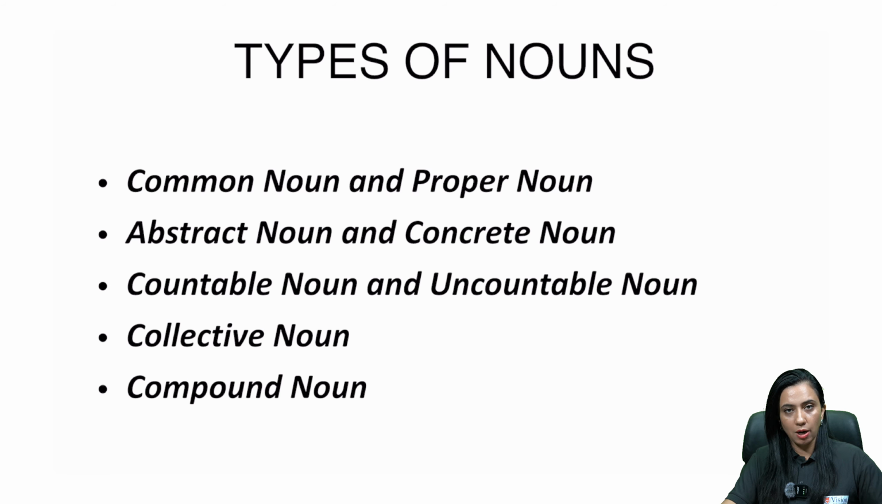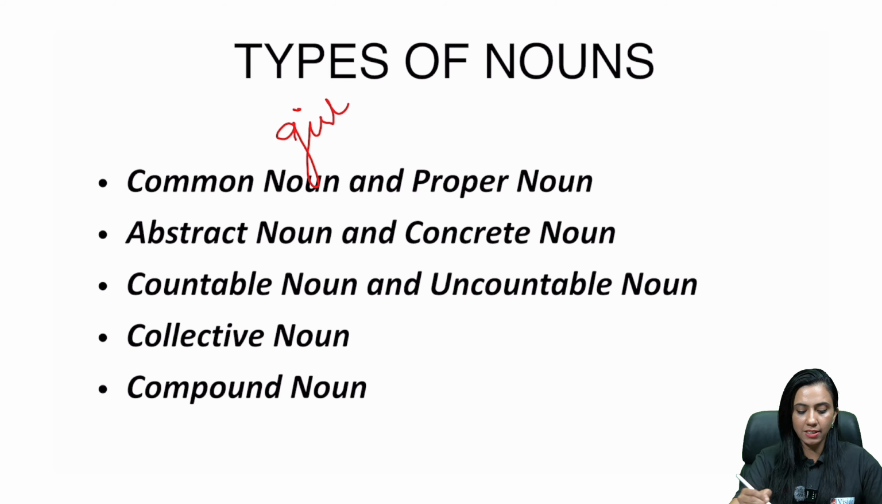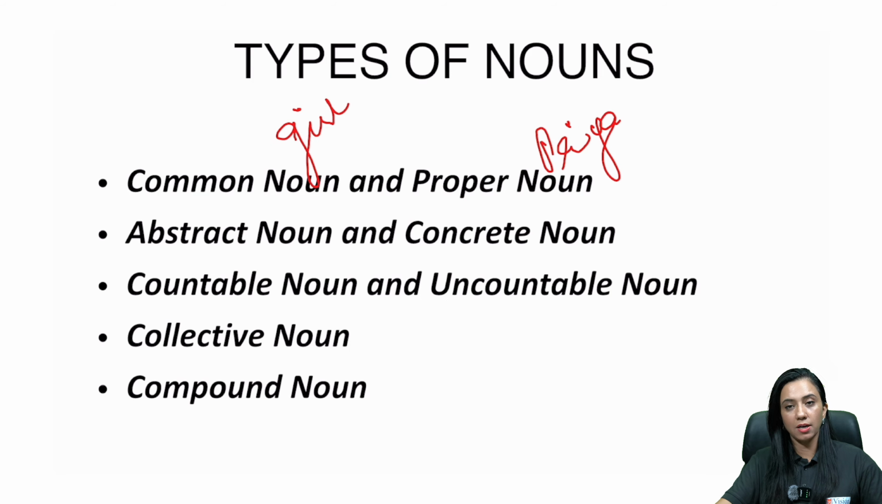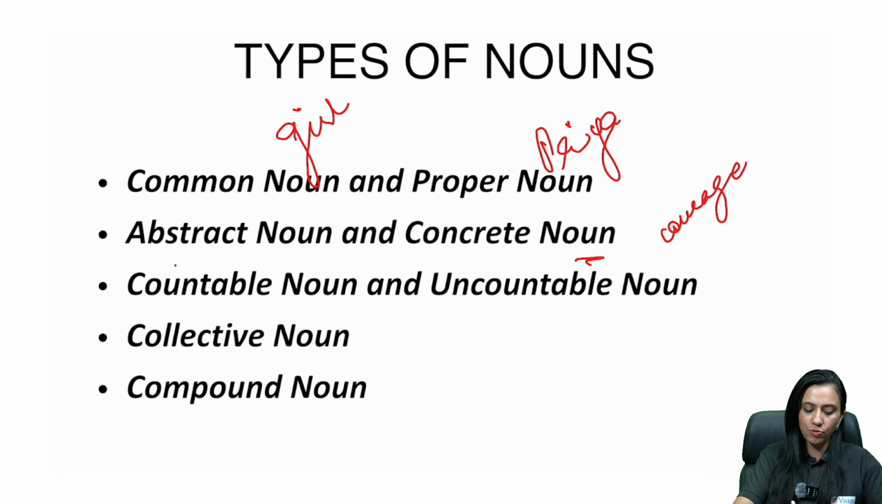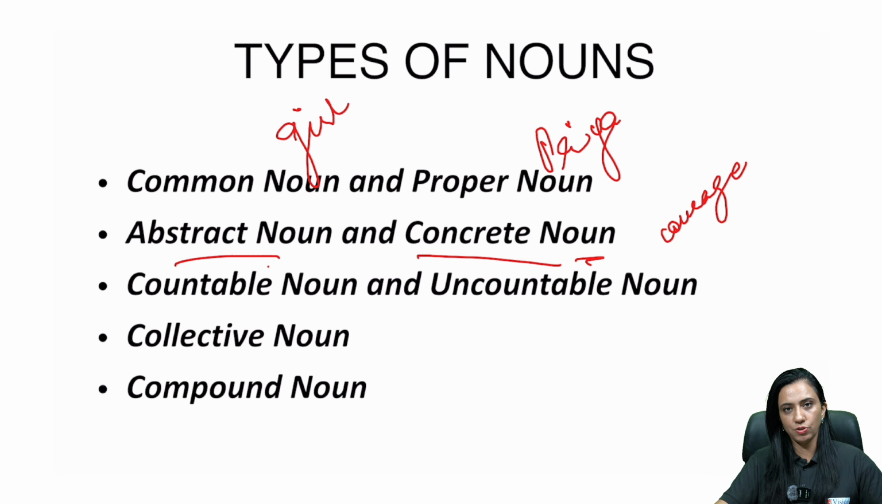There are various types of nouns. Let's say the common noun or proper noun. Now, if I'm saying a girl, that is a common noun. But if I'm saying Priya, that is a proper noun. Now, abstract noun and concrete noun. Abstract nouns are the things which we cannot touch. For example, we can say courage, happiness. This is an abstract noun. But concrete nouns are things which we can feel, which we can touch, like I'll say flower. This is a concrete noun.